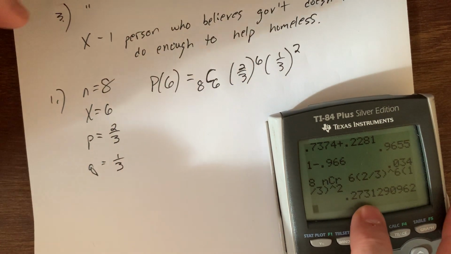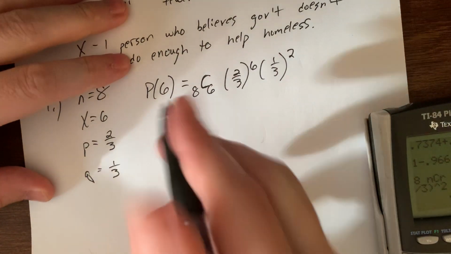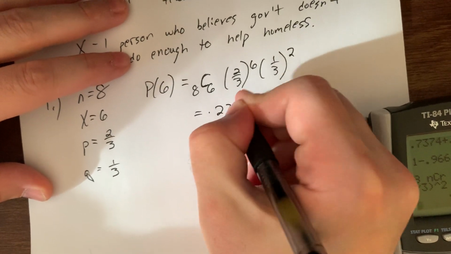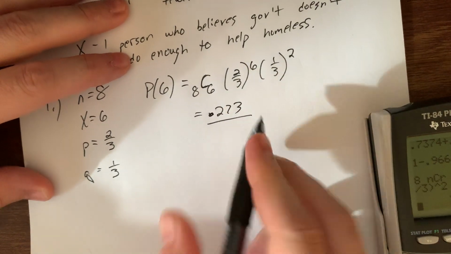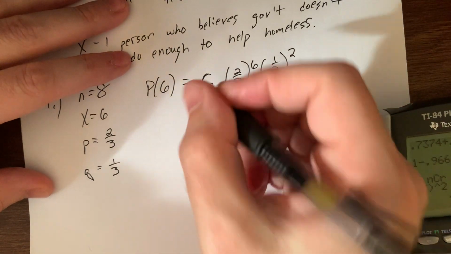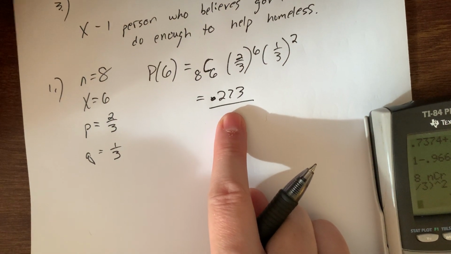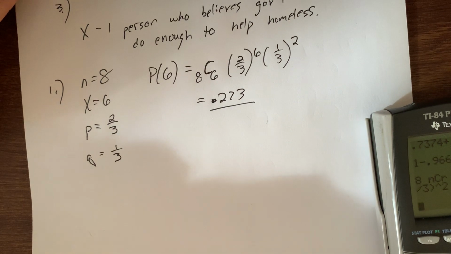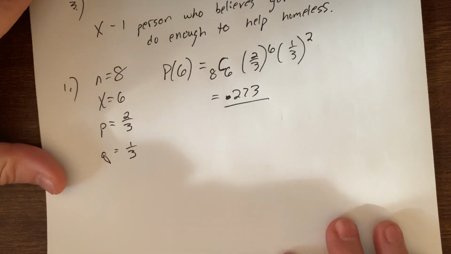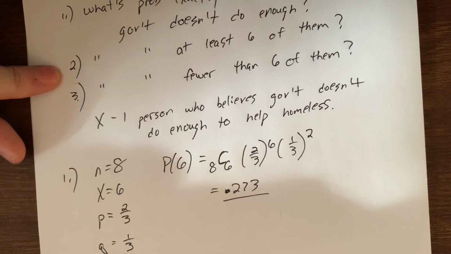So this would be, and this is the final answer, everybody. So I'll just round to the 3rd decimal. 0.273. If you want to put 0.273, of course, that's fine, but 0.273 is the answer to number 1. Okay, what's the big deal? What comes up in number 2?